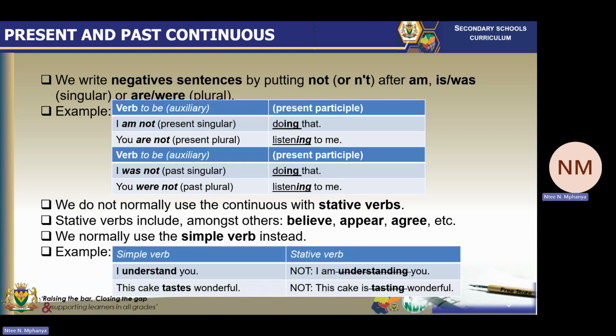Let us look at an example. I understand you. This cannot be changed into I am understanding you in present continuous or past continuous. It must stay, I understand you. We don't have I am understanding you, or this cake tastes wonderful, not this cake is tasting wonderful.